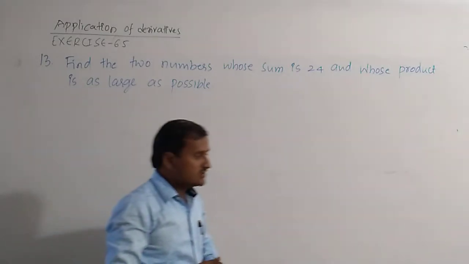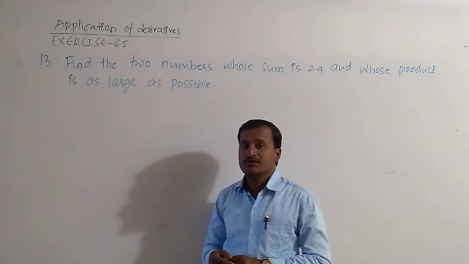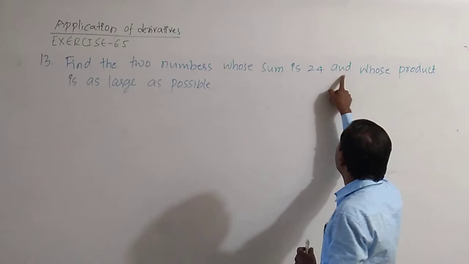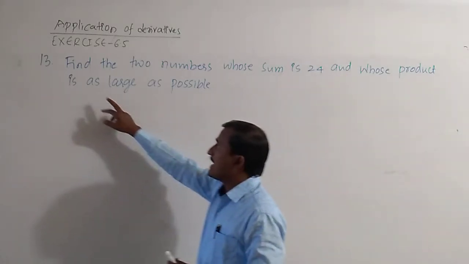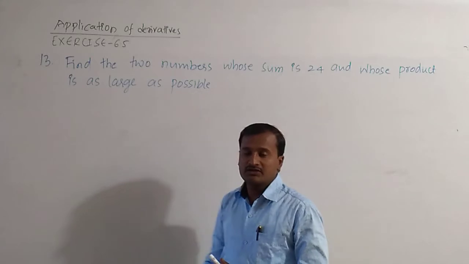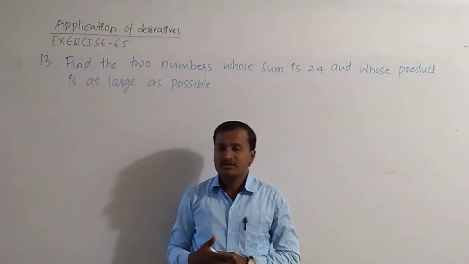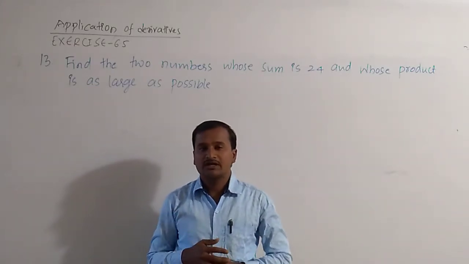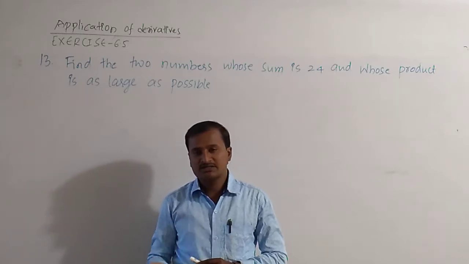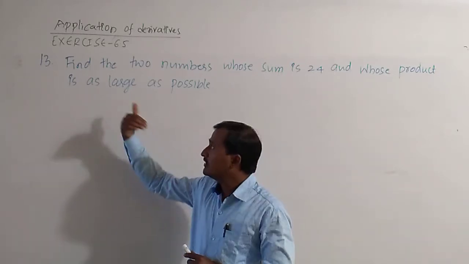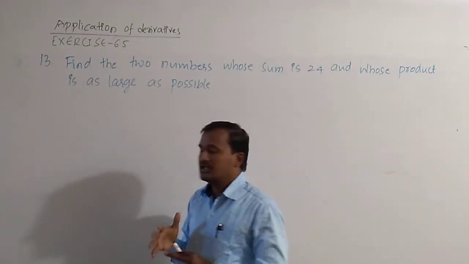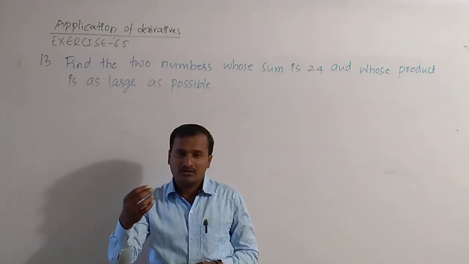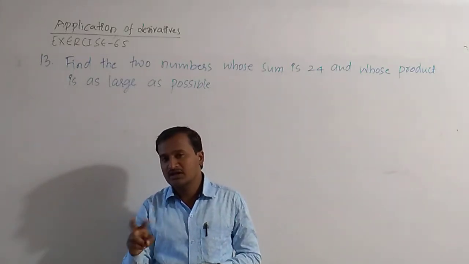Okay. The next question, question number 13. Find the two numbers whose sum is 24 and whose product is as large as possible, right? So such type of problems they may ask for 3 marks in your annual examination. Most of the time in maxima and minima there is a 3 mark question on this concept only, right? So they will give the sum and product and they will ask you to find the remaining two numbers, right?